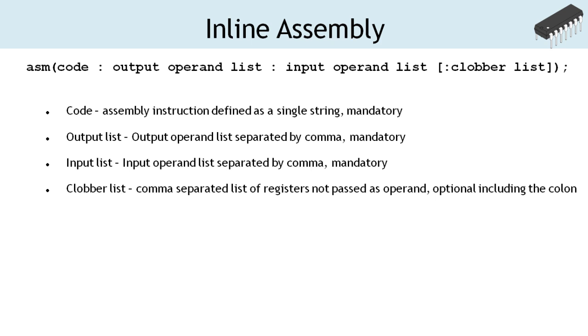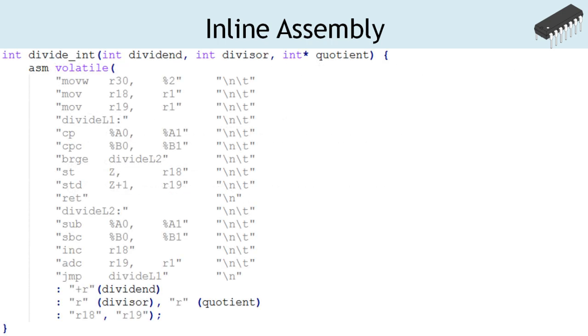Finally, the clobber list follows. It is optional, including the colon. The clobber list includes registers which are not passed as operands but used in the assembly code. The first part of the statement may contain more than one assembly instruction. For better readability, the assembly instructions are written on separate lines. Let's understand the format of inline assembly in more detail with an example.